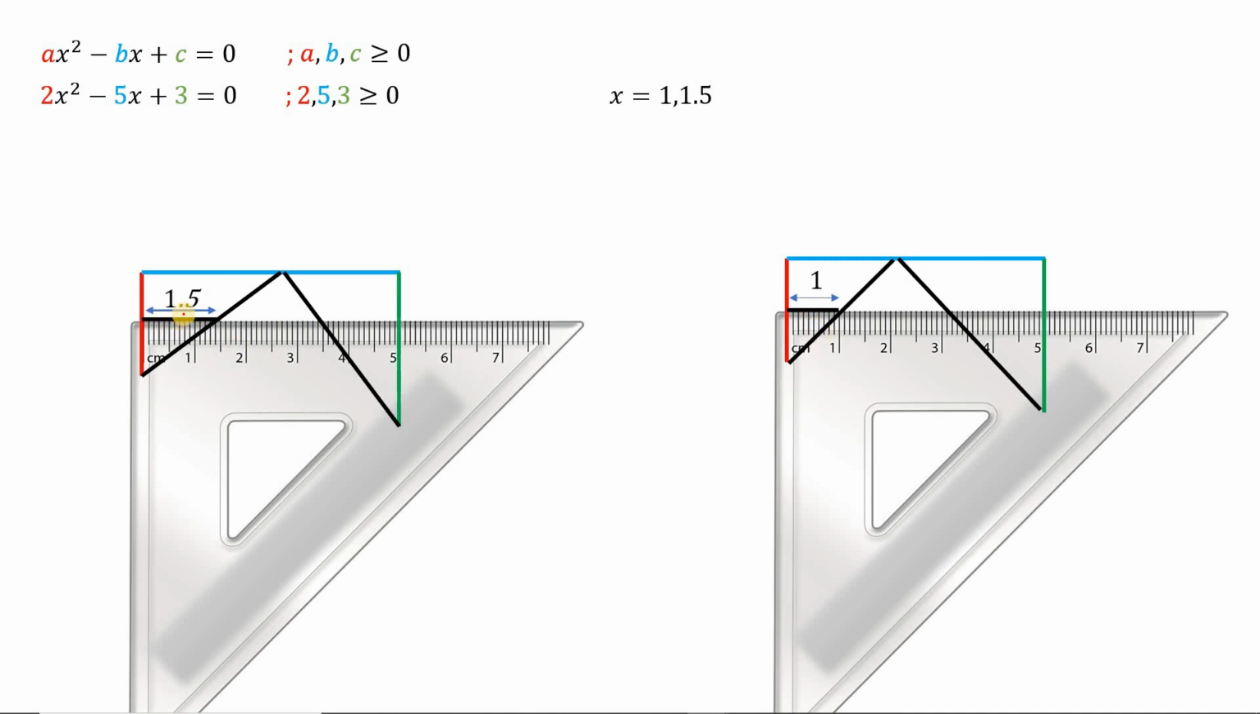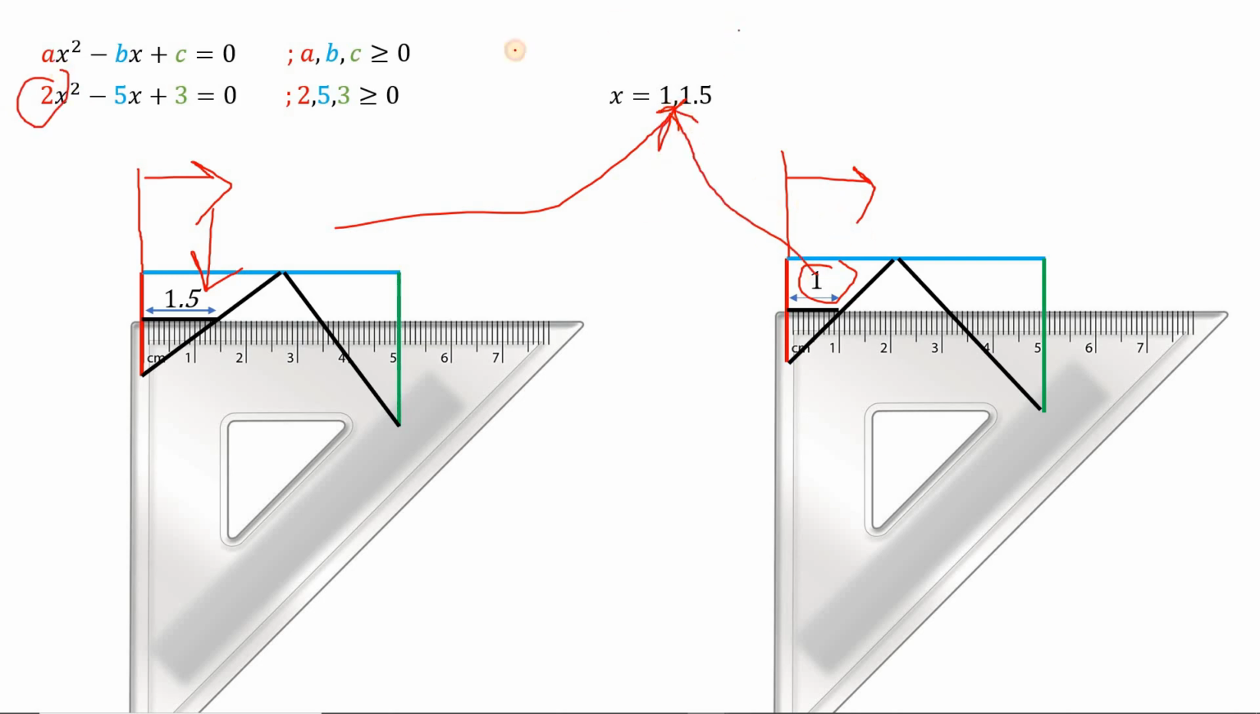So the length of this line segment is 1.5, this length is 1, and since this horizontal line lies on the right side of this red line, hence it is positive, and this line segment 1, which is also on the right side of the red line, or this coefficient 2, hence this is also positive, so the solutions are 1 and 1.5.